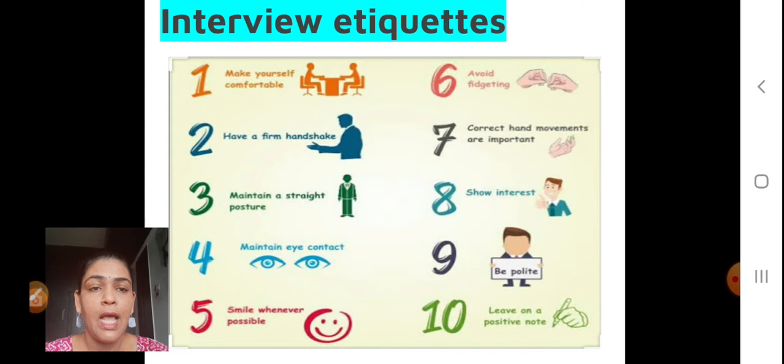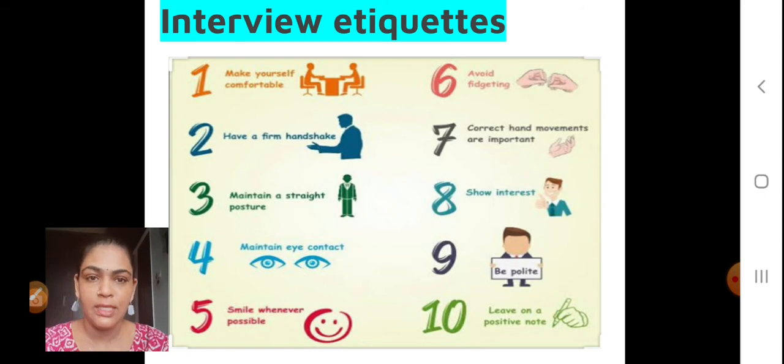Then maintain eye contact. Eye contact is really important. So keep your eye focused on your interviewer. Then smile whenever possible. Now, smile is a wonderful thing. So always smile. It will keep your emotions in check. It will stop you from being nervous, and it will also make a very comfortable environment where you can easily take your interview.